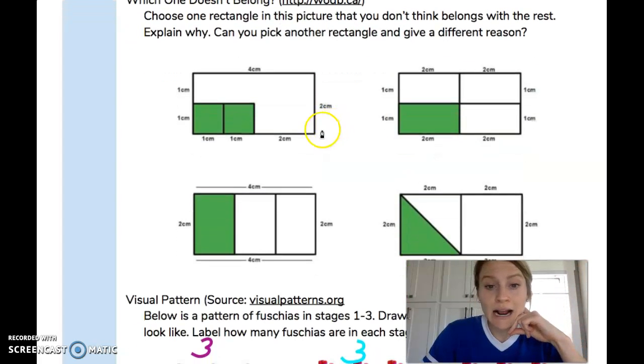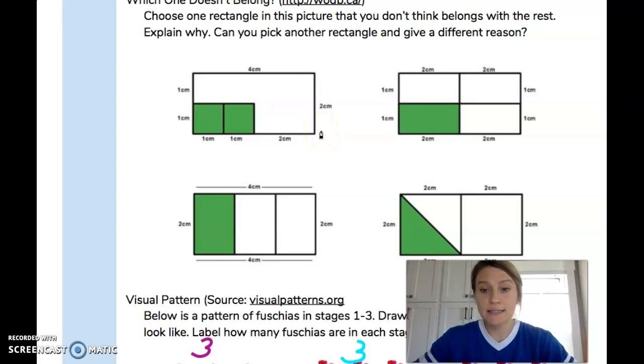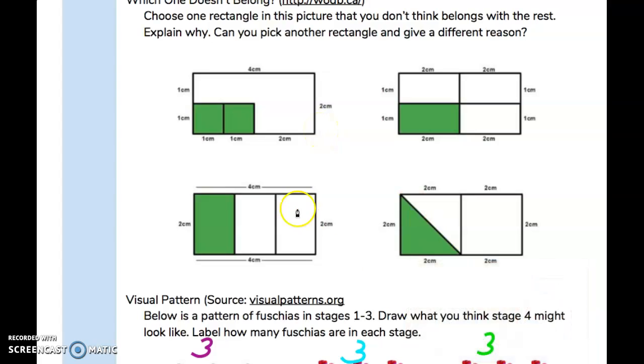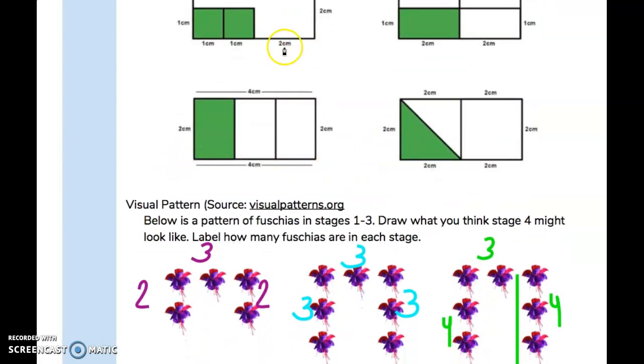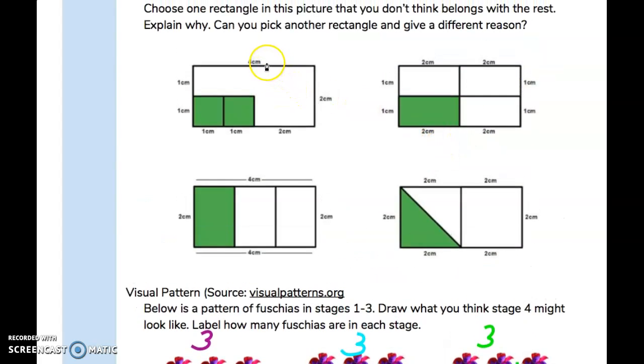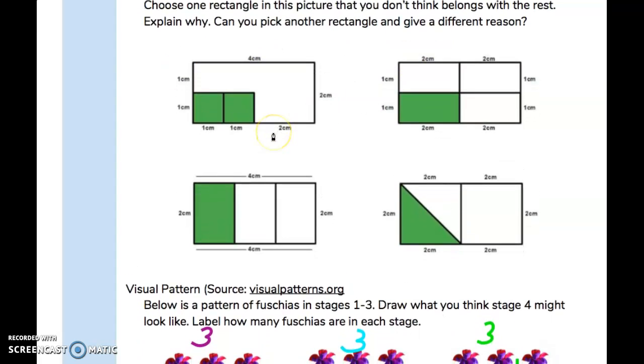Now, first and foremost, I can notice the perimeter. Remember, the perimeter is the outside. So let's look at the outside of all these rectangles. 4, 2 plus 2 is 4. That still counts. Okay, so they all have 4 on top, a little different. 2, 1 plus 1 is 2, 2, and 2, okay? 4, 2 plus 2 is 4. Okay, so they all have the same perimeter. 4 plus 4 is 8, 9, 10. They all have 12 centimeters. So that can't be a reason, because I have to find which one doesn't belong and why.